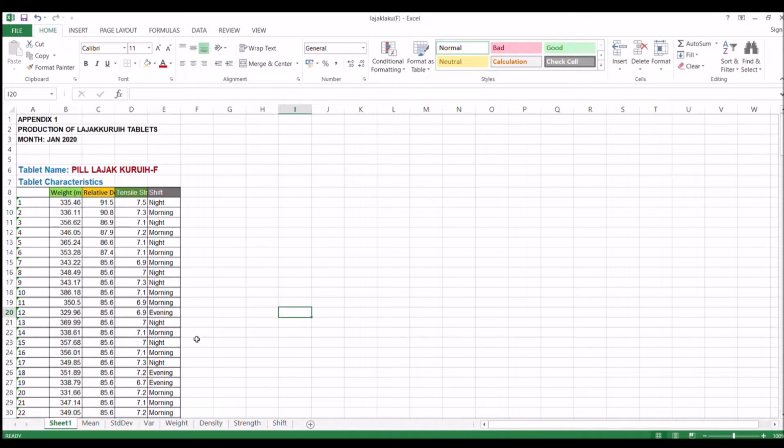First and foremost, let's summarize the data that we collected. The data set shows 200 sample observations taken at random from 3 production shifts run daily, which are morning, evening and night in January 2020. From this table, you can know the weight, percentage of relative density and tensile strength of pill Lajak Kuruih.